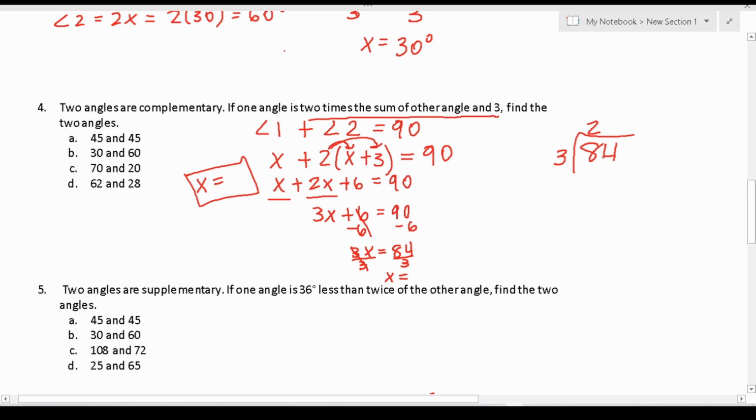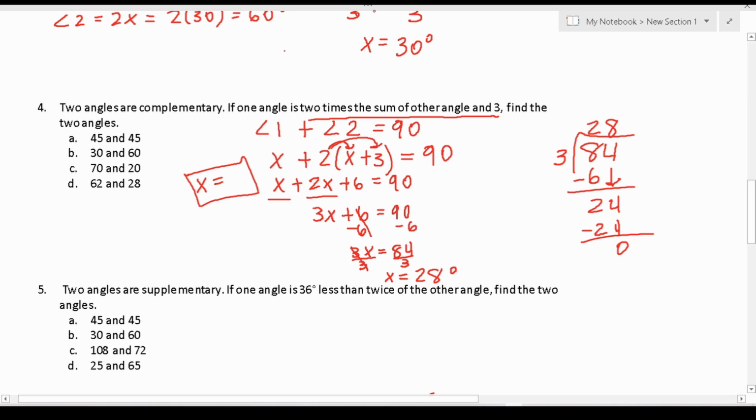3 times 2 will give you 6. So 8 minus 6 is going to be 2. You drop down this 4. Now we're asking ourselves, how many times does 3 go into 24 without going over? It's going to be 8, given that 3 times 8 is 24. So we can see there's no remainder there. And x, therefore, as we can see, equals 28 degrees.